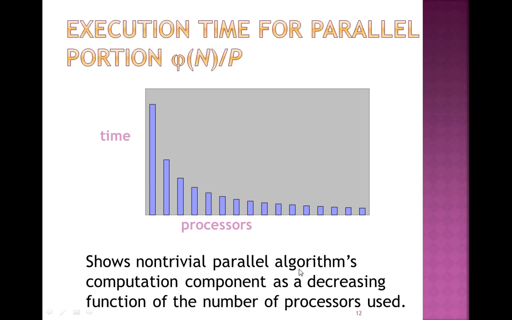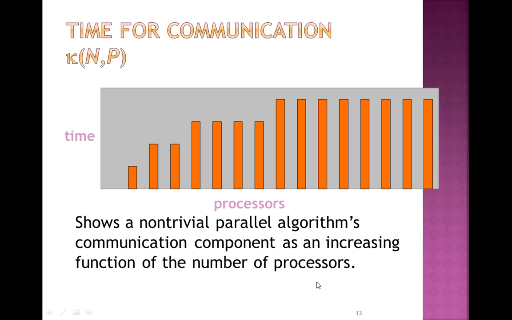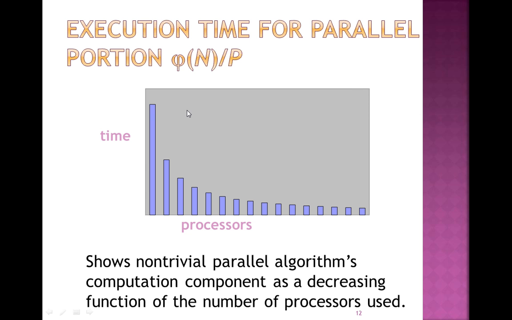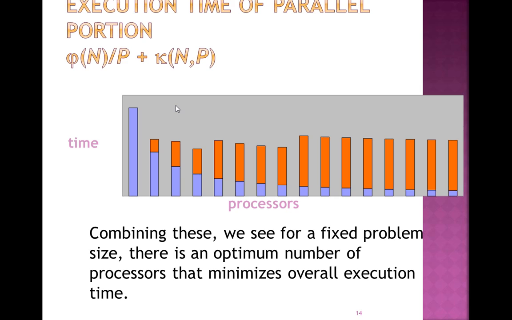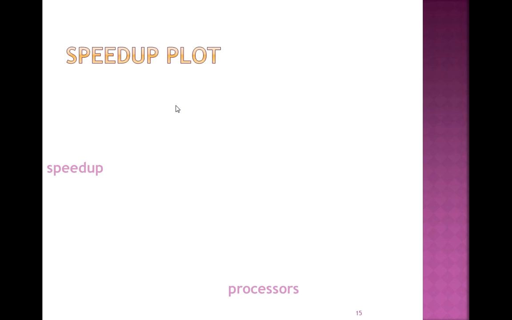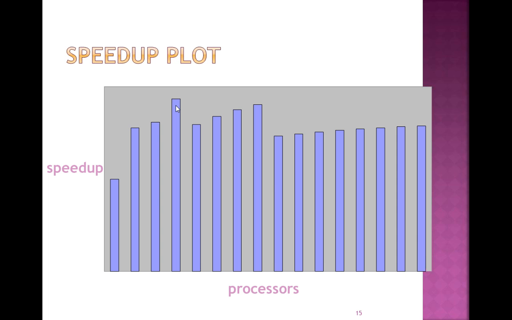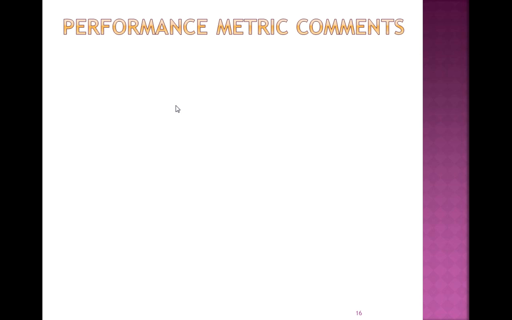This shows a non-trivial parallel algorithm's computation component as a decreasing function of the number of processors used. This is the time for computation, that is, the time required by the different processors. This is the execution time, and this is the time for communication. Now this slide shows the combination of the time of execution as well as the time for communication. We discussed this in the last class.